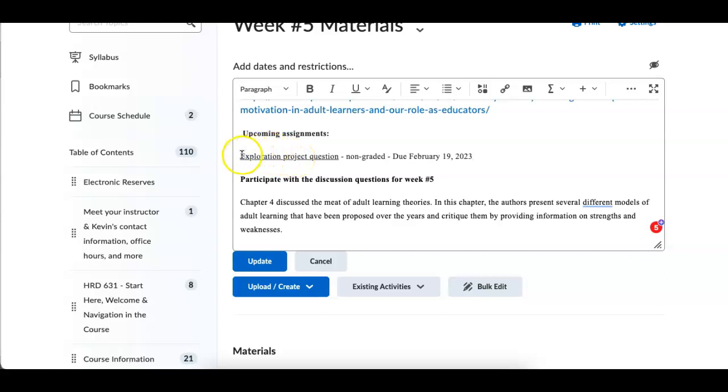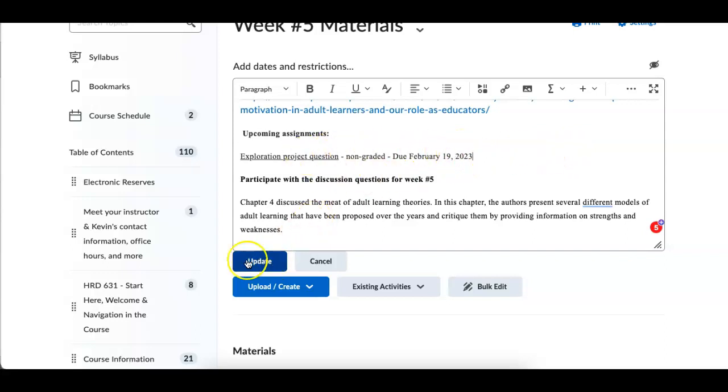But basically, it's you posting your exploration project question. And this is just an opportunity for me to see what your question is that's going to drive the exploration project. Sometimes my comments are nothing more than this looks great. And other times it's like, this is great, but boy, this could be a doctoral dissertation with what you were looking at. So I tend to have those types of comments, or I might ask some clarifying questions to help you identify exactly what it is that you're looking for.